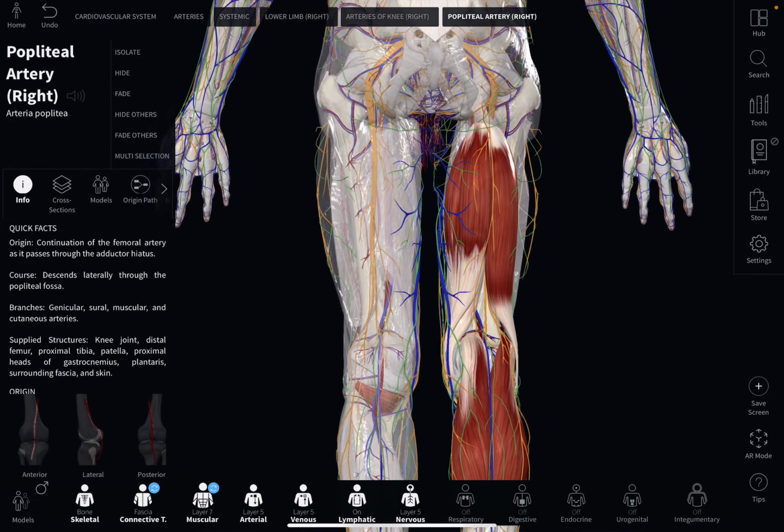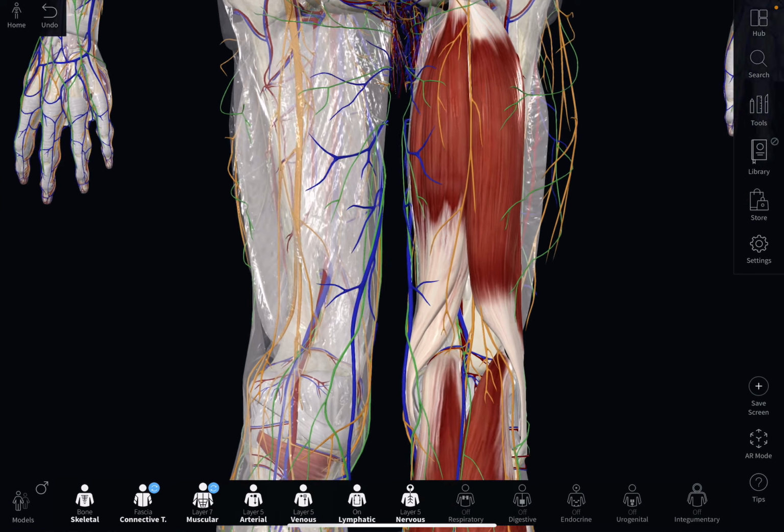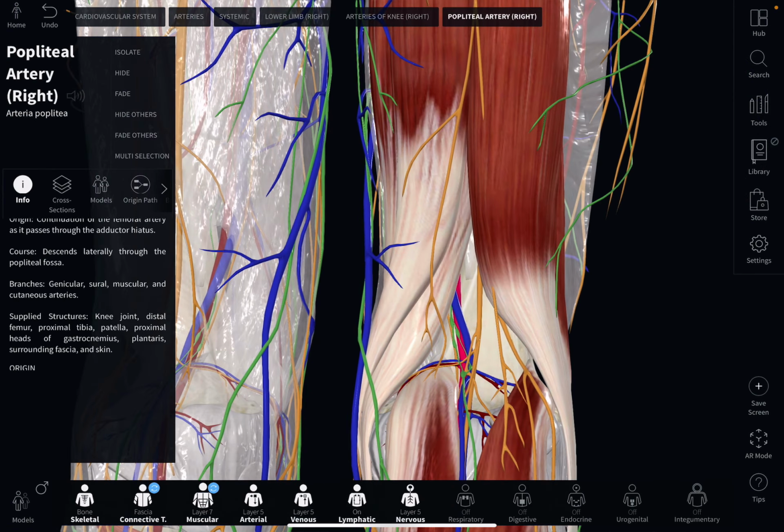In this video, I'm going to show you the contents of the popliteal fossa. The popliteal fossa contains so many important structures. One of the important structures here is the popliteal artery to begin with.